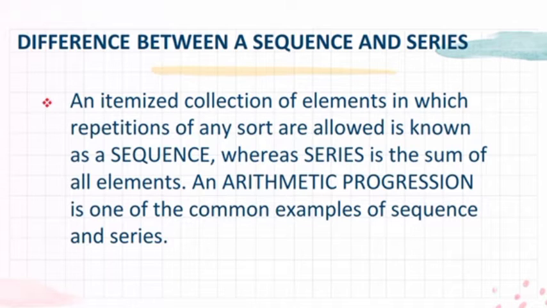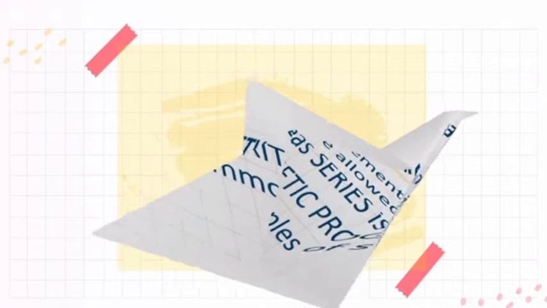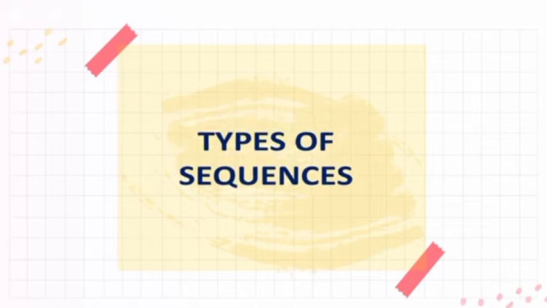In short, a sequence is a list of items or objects which have been arranged in a sequential way. Well, a series can be highly generalized as the sum of all the terms in a sequence. However, there has to be a definite relationship between all the terms of the sequence. Okay? Now, let's move forward to the types of sequences.